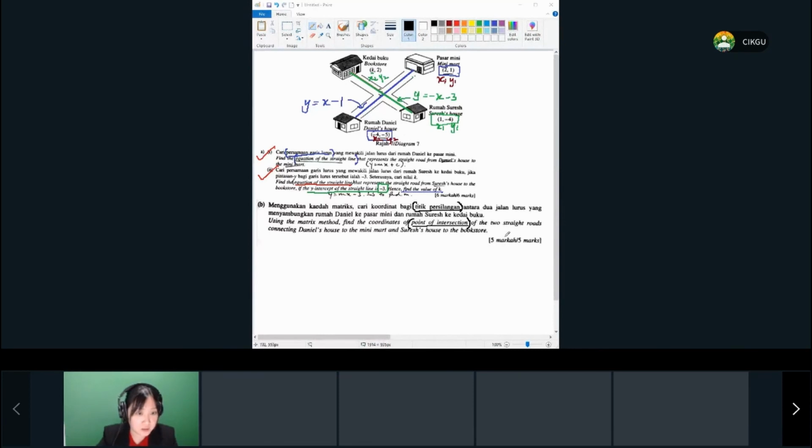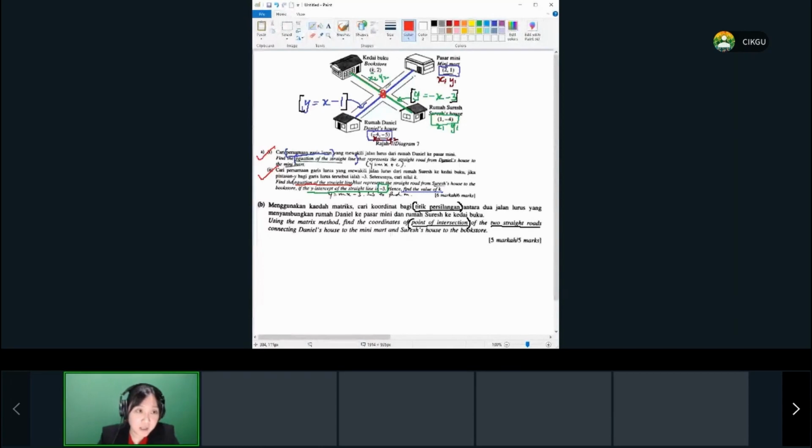Let me see here. Luckily, I put my equation on my diagram, so it's very easy for me to refer. The point of intersection of the two straight roads connecting Daniel's house to Minute Mart is the blue line. Suresh's house to the bookstore is the green line. So they want you to find the intersection point, the coordinates of this intersection point.